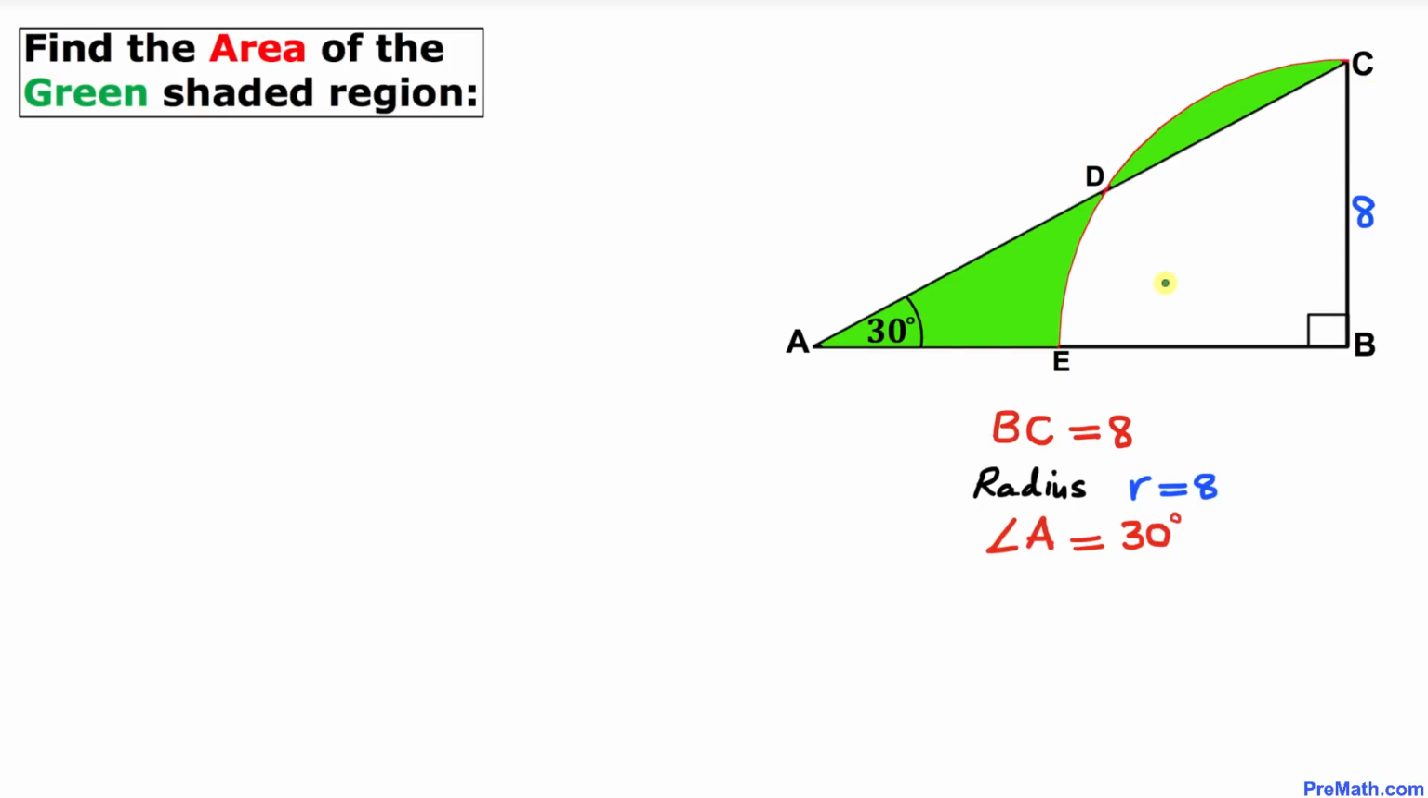And moreover, a quarter of a circle is placed on this triangle, as you can see in this diagram, such that the radius of this quarter circle is 8 units. And now we are going to calculate the area of this green shaded region.